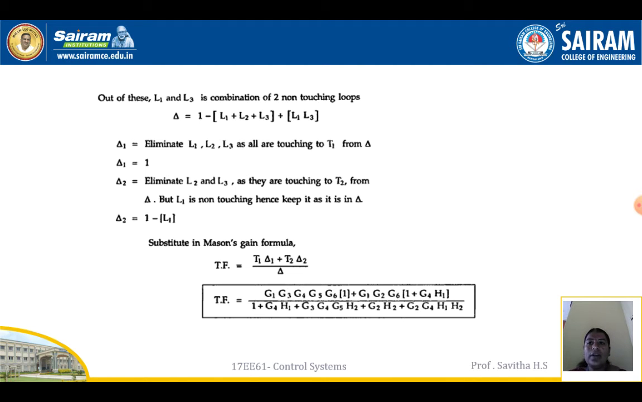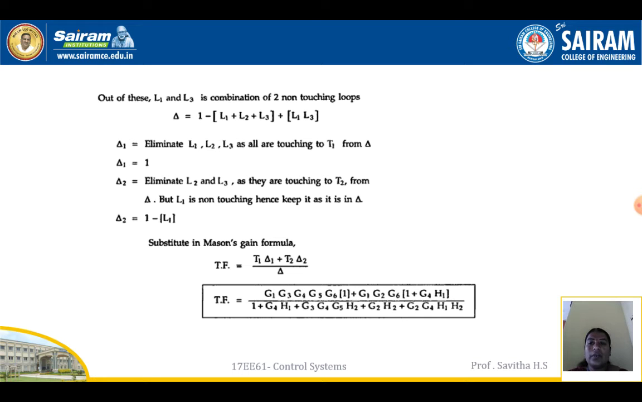Out of these, L1 and L3 are the combination of two non-touching loops. Therefore, delta is equal to 1 minus the sum of the individual loops L1 plus L2 plus L3, plus the two non-touching loops L1, L3. Delta 1 is obtained by eliminating L1, L2, L3 as all are touching T1. Therefore, delta 1 is equal to 1.